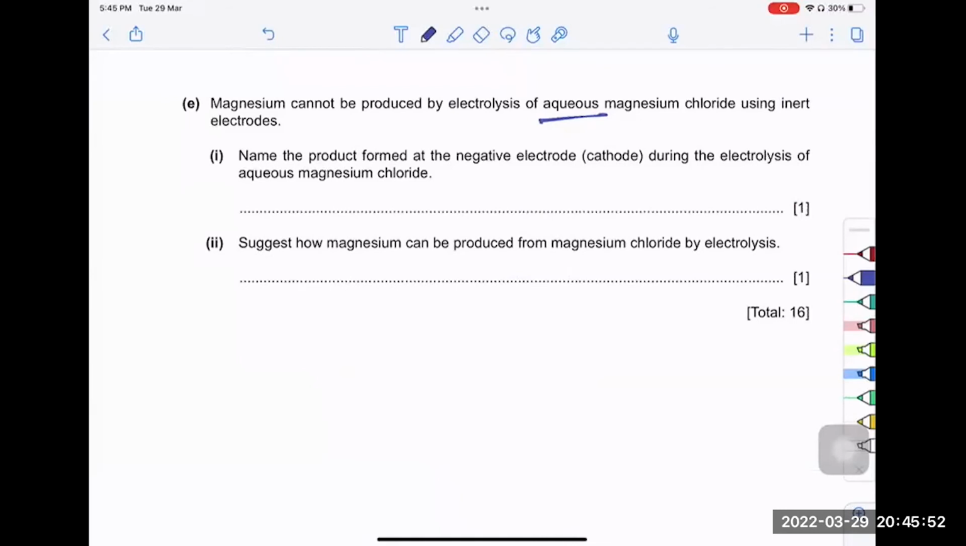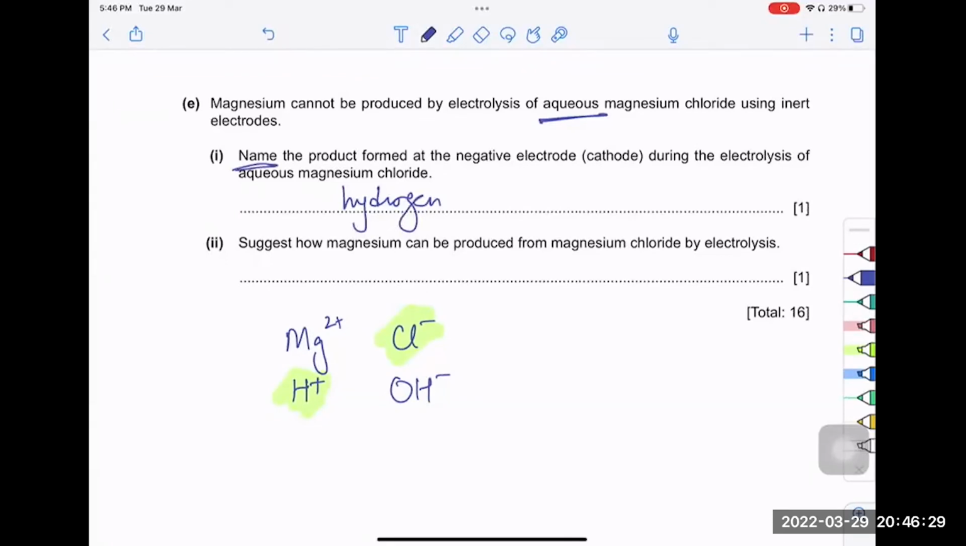Okay, let's see. I have aqueous magnesium chloride. So magnesium ion, chloride ion, hydroxide ions, H positive. And of course, the less reactive one goes on the left side. So that's hydrogen ion. And on the right side, I have chlorine. So it's going to be chlorine that goes on the other side. Okay, so it's easy. In halogens, if you have halogen, that is produced. If you don't, then oxygen is produced. Name the product formed at negative electrode. So that's going to be hydrogen gas. You have to name it, okay? The command word is name.